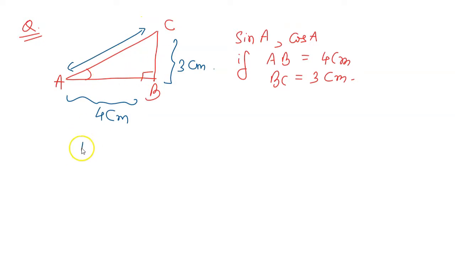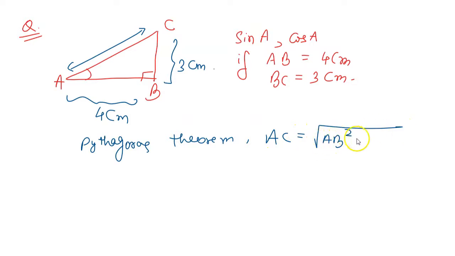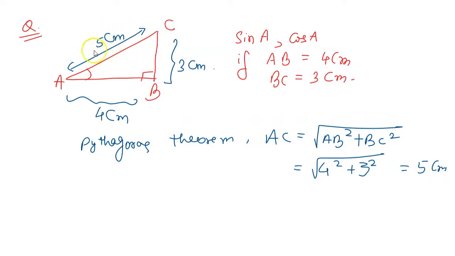In a right angle triangle, we can use Pythagoras theorem. So if we use Pythagoras theorem, we can get AC. So AC will be root of AB squared plus BC squared, and that will be root of 4 squared plus 3 squared, and that comes out to be 5 centimeter. So once we have found all the sides, we can easily find out the trigonometric ratio. So first, sine A, what do we know? Sine A is perpendicular, that is 3 divided by hypotenuse, which is 5. So this is our answer.